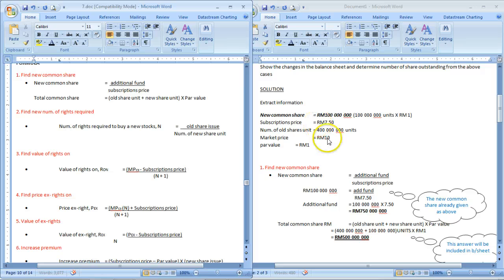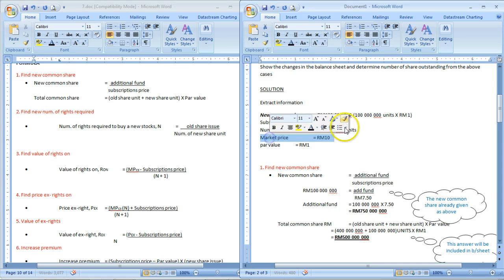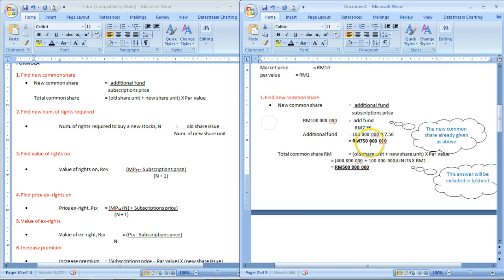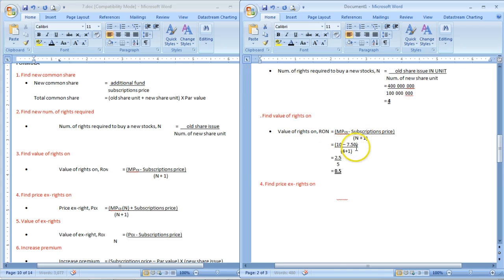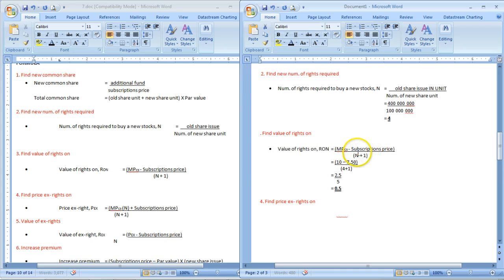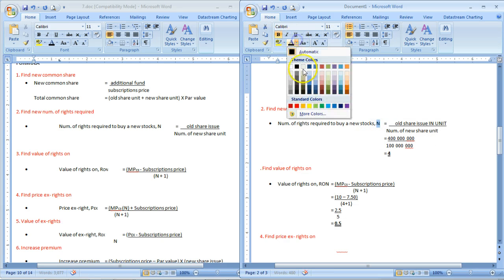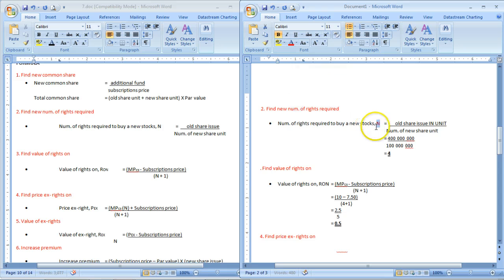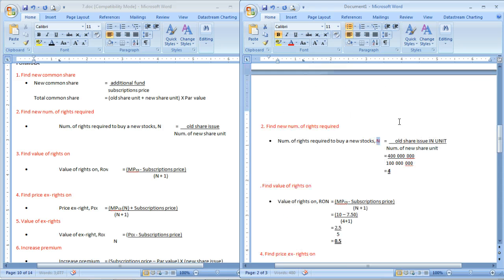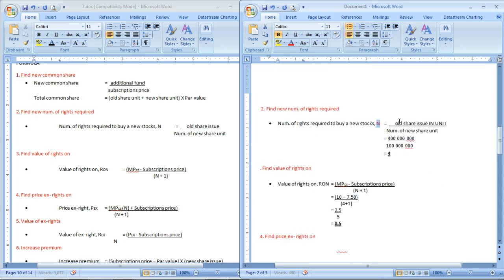You need to extract the information, market price and subscription price. So 10 minus 7.5 divided by 4 plus 1. What is n, class? N is the symbol for the number of rights. So remember, the answer from the beginning is very important.